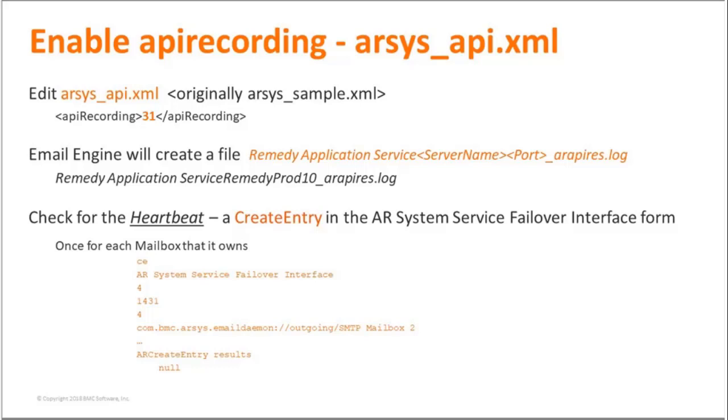So in this case, I look at the log and I see the CE, the create entry. I see the interface form listed there. I see the mailbox name, and then I finally see the results, which is null, meaning that it was successful. So this tells me that a successful heartbeat update was made, and I'll look for this for any mailboxes that this email engine owns.